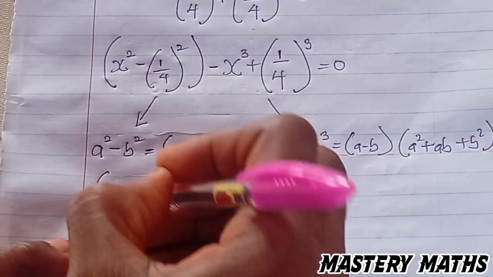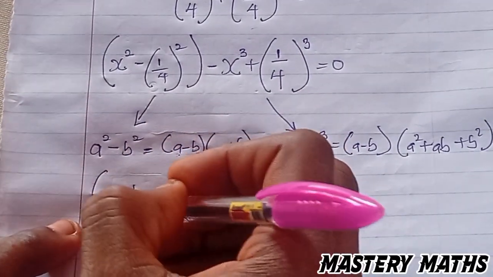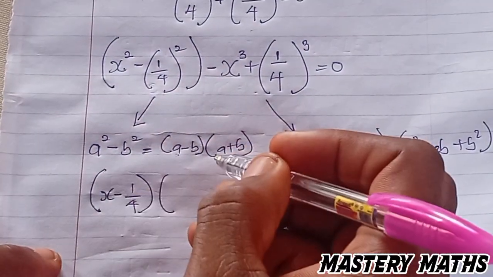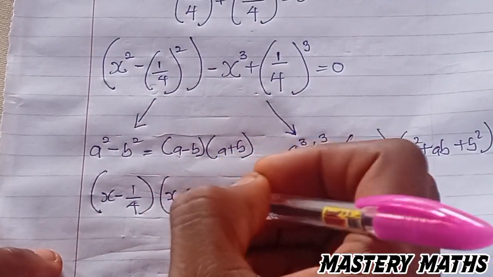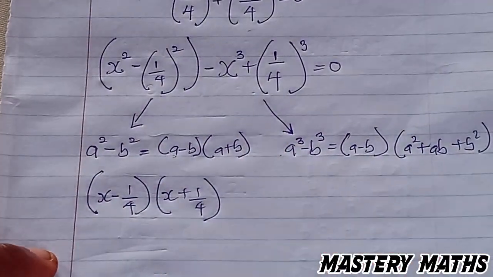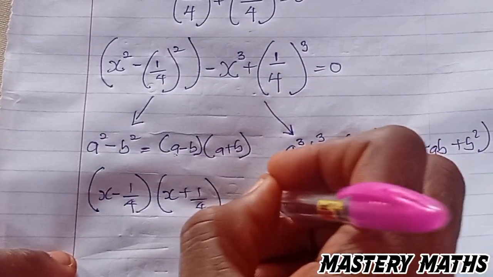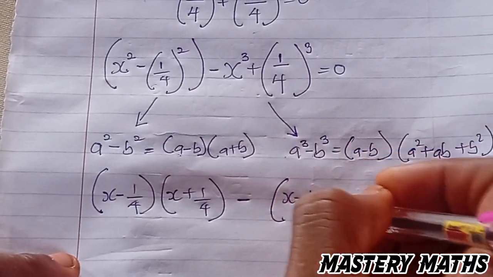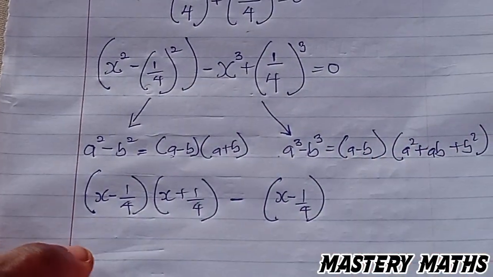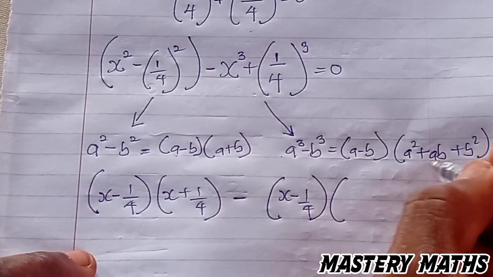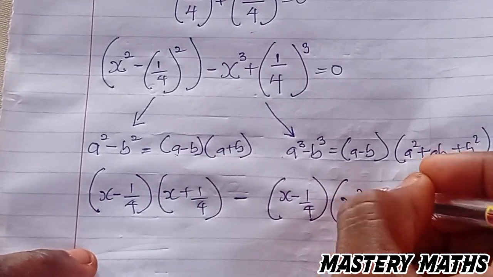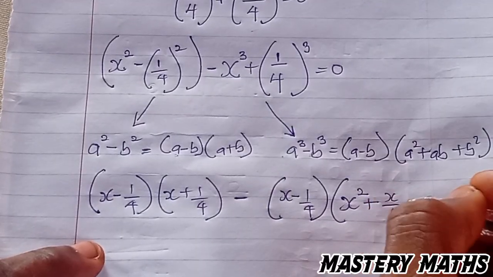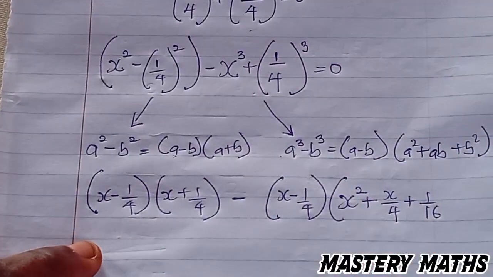You have your x minus 1 over 4, close the bracket. See it now. Open the bracket. Now this one, you have your x plus 1 over 4. Close the bracket. And you put your minus, coming to this side, here you have your x minus 1 over 4. Close the bracket. Now to this side, which is this one, have your x squared plus x over 4 plus 1 over 16.